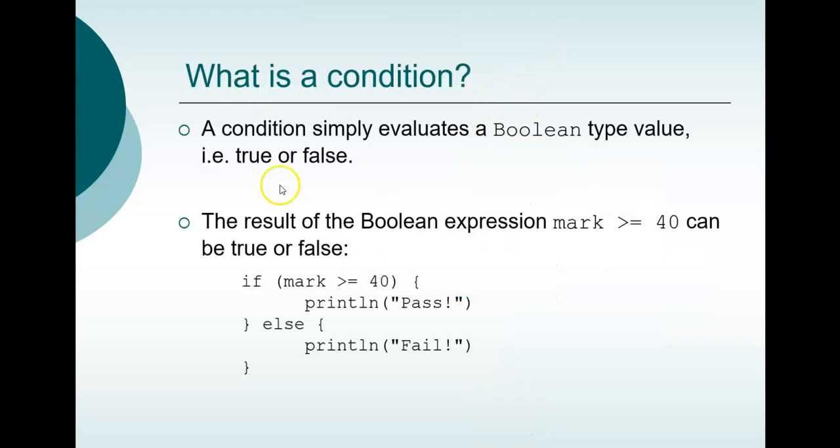Now, what is a condition? A condition simply evaluates a Boolean type value that will return either true or false. So when you look at this expression, assuming we accept a student's marks into a variable mark, then check: is the mark greater than or equal to 40? This can be true or false. So if the mark is greater than or equal to 40, then we print on the screen pass. Else, it means it's less than 40, below 40, then we print fail.